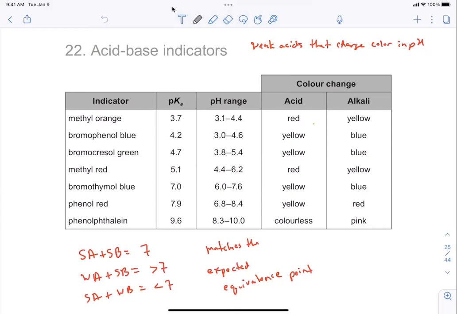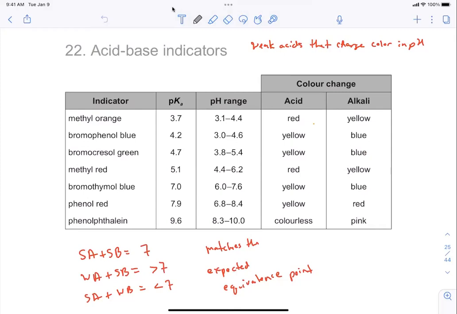So if you have a basic equivalence point, you want phenol red or phenolphthalein. If you have an acidic equivalence point where it's less than 7, you want things like methyl orange, bromophenol blue, bromocresol green, and stuff like that. And if it's around 7, you could take bromothymol blue or even phenolphthalein. Technically, phenolphthalein is still acceptable. They'd probably take it. But we'll talk more about these colors later on when we get to know your data packet next week.